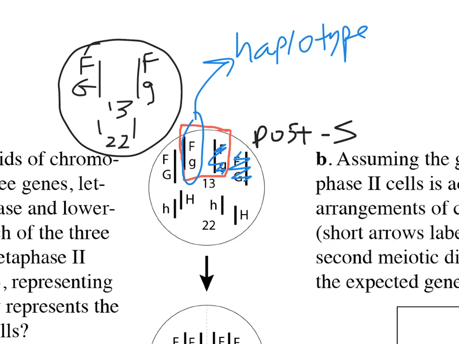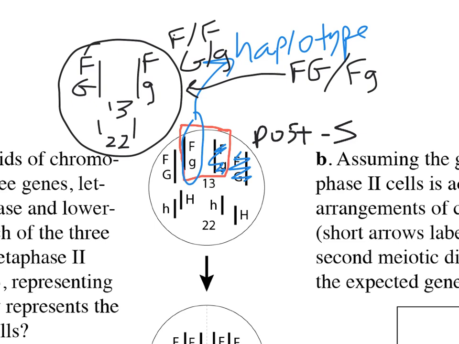So we would call that capital F over capital F and capital G over lowercase g if we were writing the genotypes independently, or if we were using haplotypes, it would be capital F capital G over capital F lowercase g. So that's pre-synthesis, post-synthesis. I'm going to erase some scribbling now.